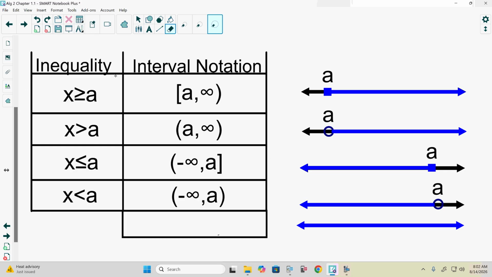And again, we have four main types. We're saying that x is greater than or equal to a, or x is greater than a, so bracket a comma infinity, parentheses a comma infinity. Or it could be less than, parentheses negative infinity comma a bracket, or parentheses negative infinity comma a parentheses. Now, I do always include the case where it's just the whole number line. In interval notation, it's just negative infinity comma infinity.